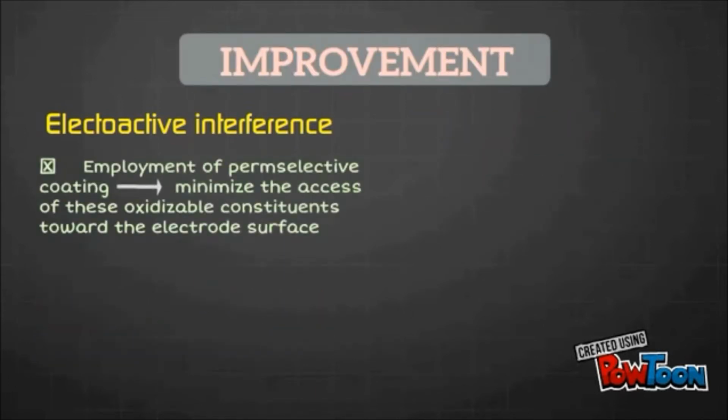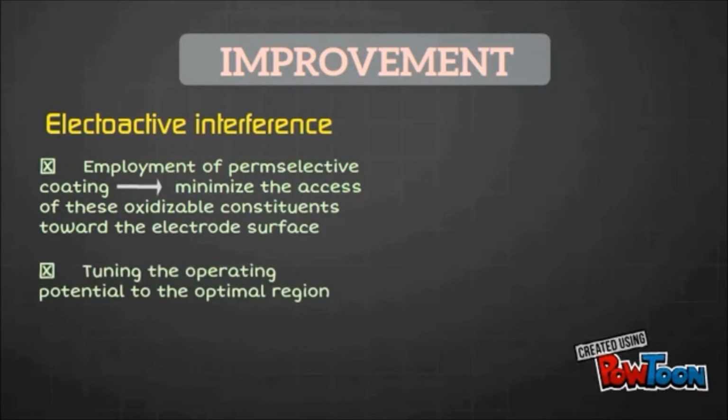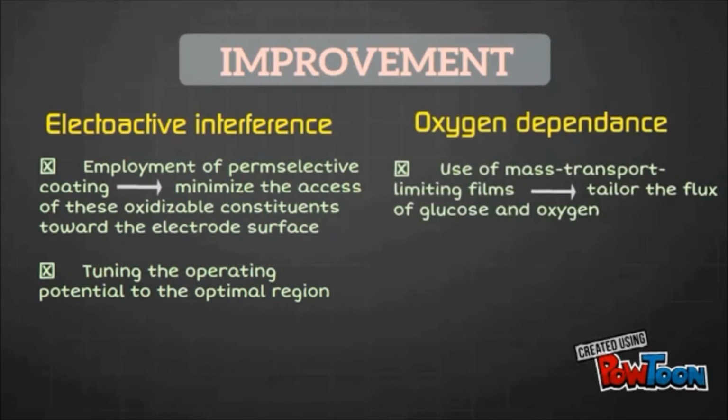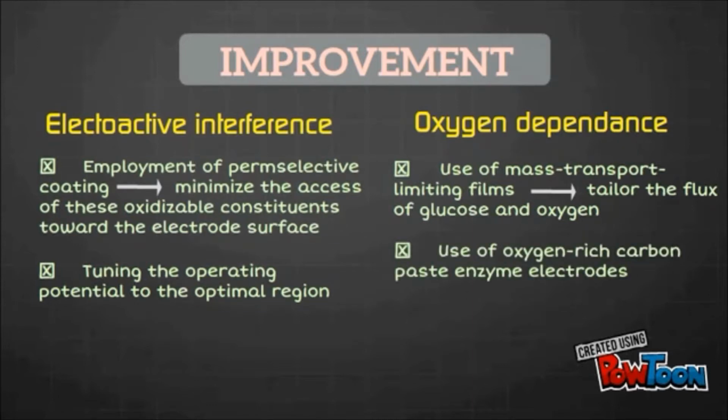This limitation could be solved by using a permselective coating on the electrode, which could minimize the access of oxidizable constituents toward the electrode surface. The performance of glucose biosensors also could be improved by tuning the operating potential to the optimal region. To solve the problem of oxygen dependence, mass transport limiting films are used to tailor the flux of glucose and oxygen by increasing the oxygen to glucose permeability ratio. Apart from that, oxygen-rich carbon-based enzyme electrodes are also employed to increase the oxygen solubility.